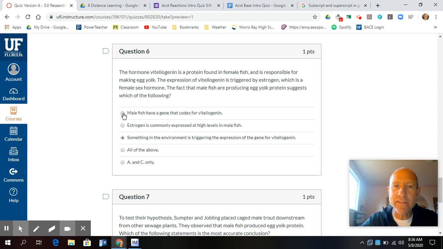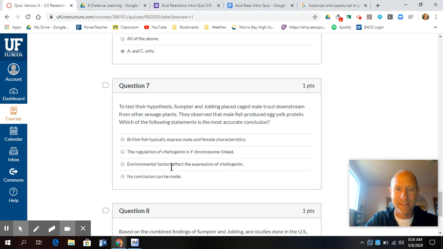Male fish have a gene that codes for vitellogenin. Well, these male fish are producing this vitellogenin inappropriately, which is causing them to make eggs in their testes. So that's happening also. So that's happening and that's happening. So it's A and C. Yes? A little bit tricky.